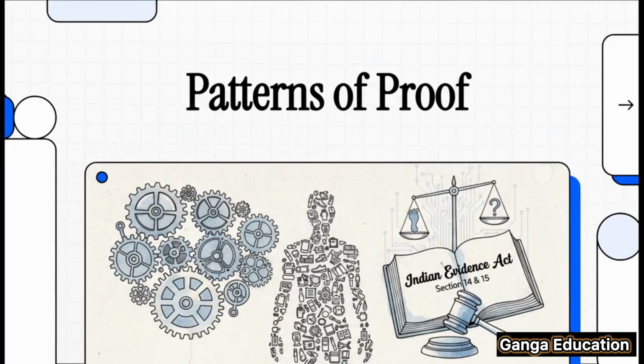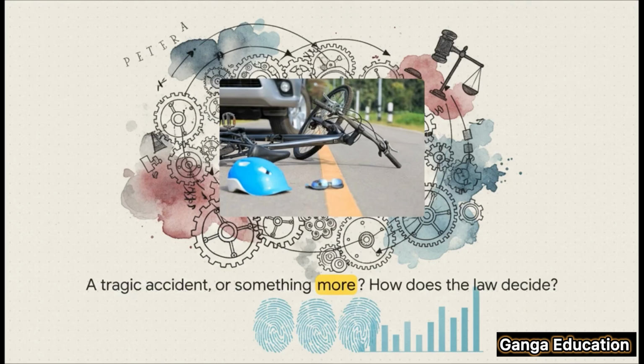You know, have you ever stopped to think about how much your daily habits, your routines, how much they really say about you? Well, it turns out they can say enough to actually stand up in a court of law. So today, we're going to dive into the Indian Evidence Act to explore this fascinating idea, how courts use the patterns in our behavior to figure out the truth. Just look at this scene. You know, it could be a terrible, tragic accident, a simple moment of carelessness.